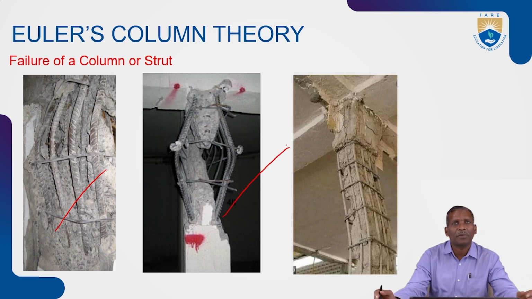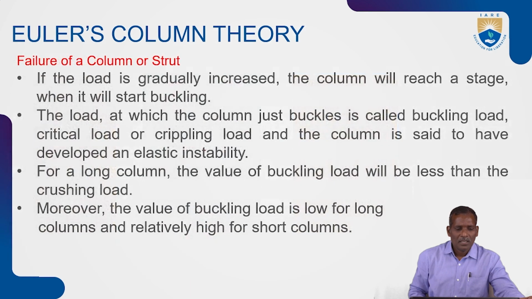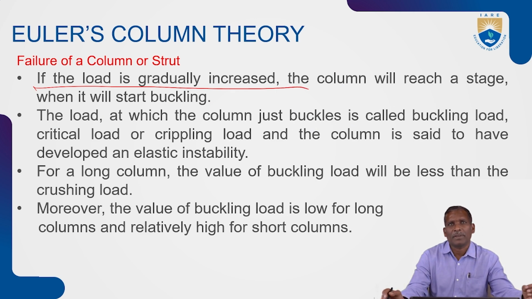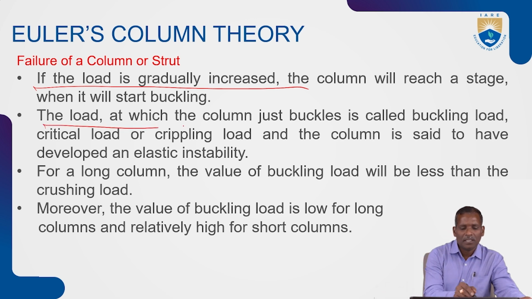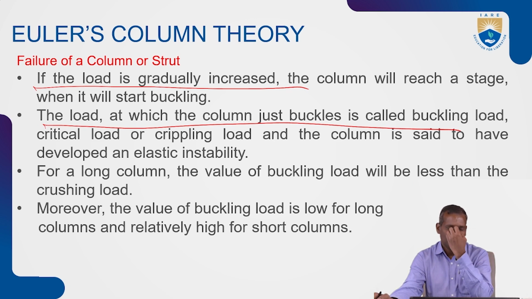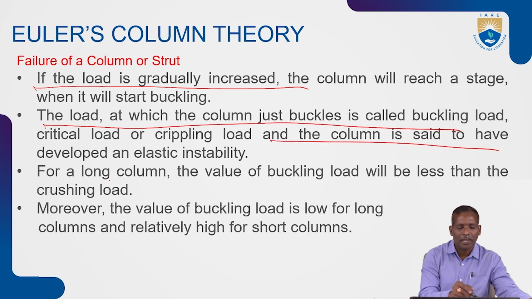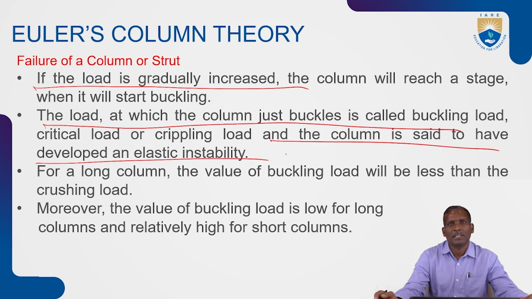This one also, the column fails. The column between the floor and the roof, here you can see. If the load is gradually increased, the column will reach a stage when it will start buckling. The load at which the column just buckles is called the buckling load or critical load or crippling load. And the column is said to have developed an elastic instability.